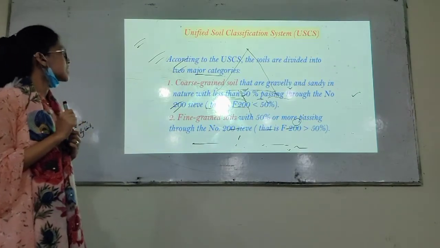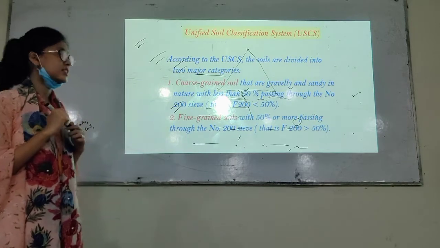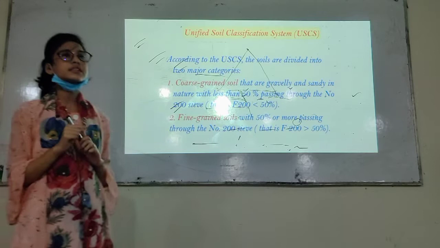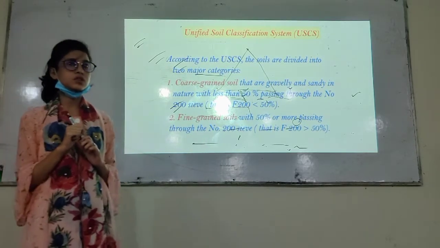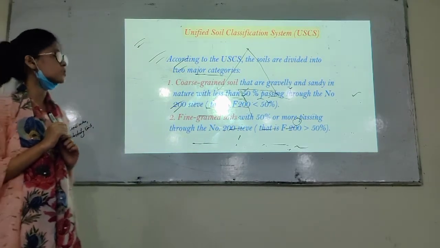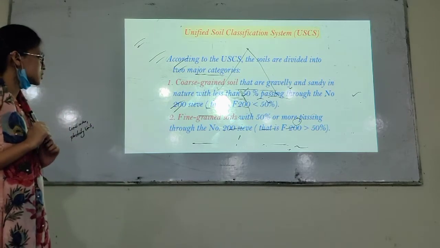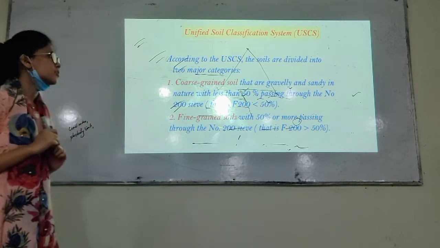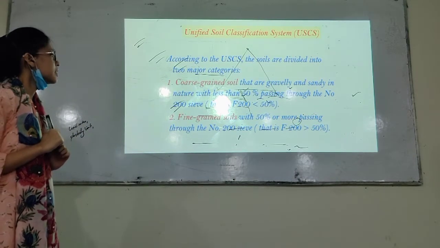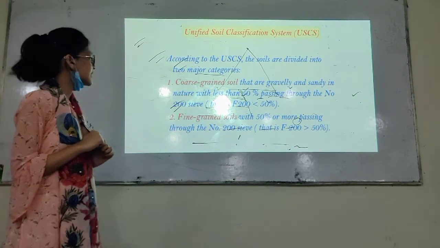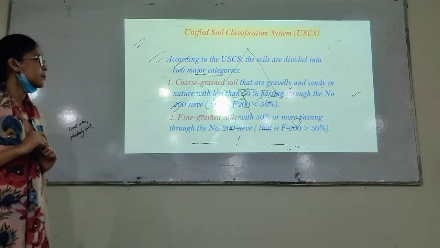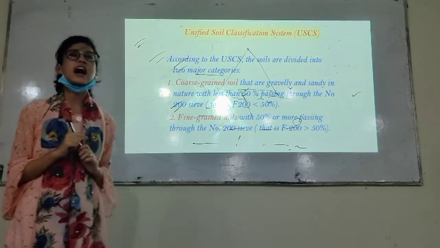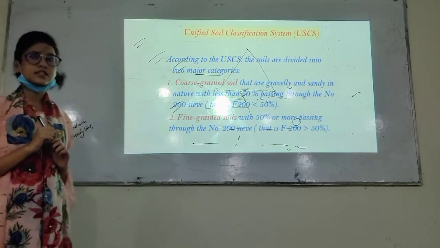Now I will discuss the most important classification system, which is the Unified Soil Classification System. According to this system, soil is classified into two categories: one is coarse-grained soil, and the other is fine-grained soil. The coarse-grained soils are basically gravelly and sandy, and those with less than 50% passing the number 200 sieve are generally called coarse-grained soil.